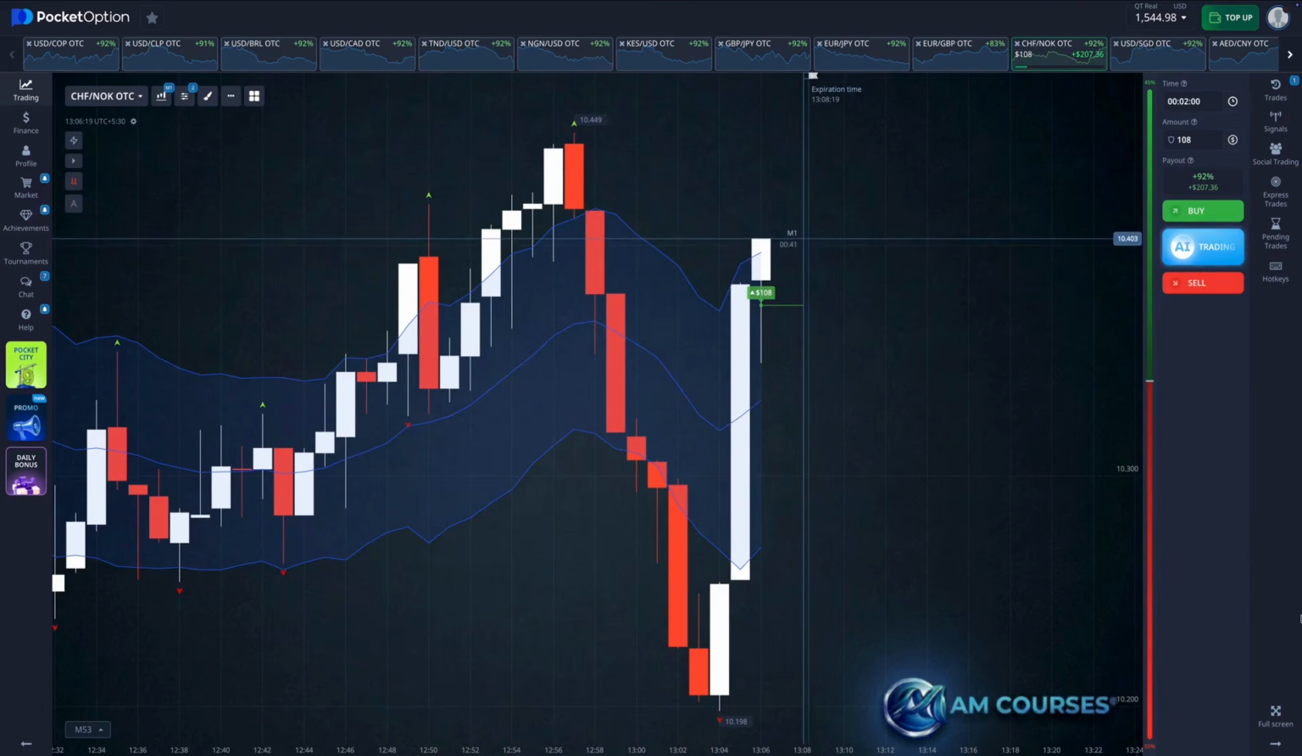Now, in a real market, this would look dangerous. You'd think, price is overextended, it's at the top, I should be looking for a sell. But remember, this is OTC, and OTC markets don't always follow the same logic as real markets.